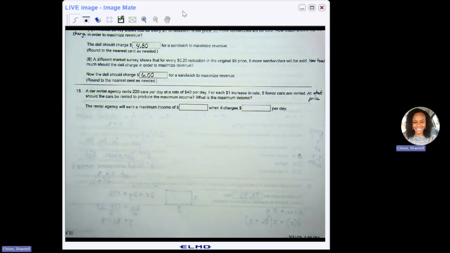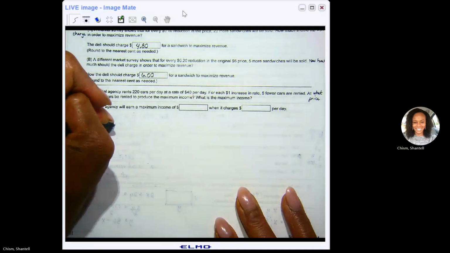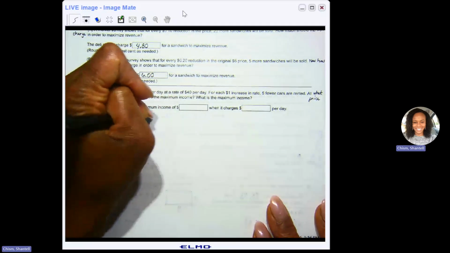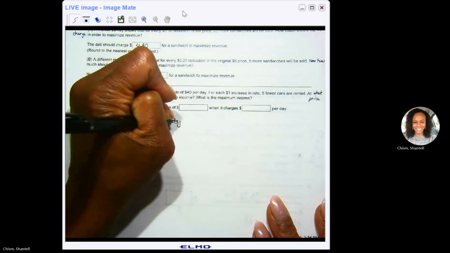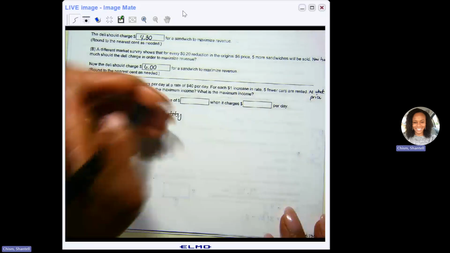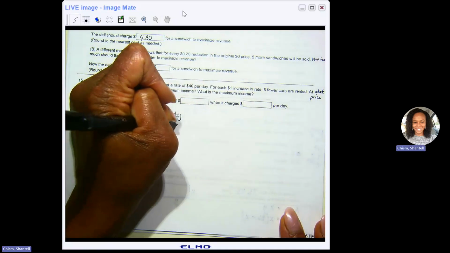All right. So with this one, we're looking for max income, maximizing income. So let's say income, which is the same thing as revenue, essentially, is price times quantity. Okay. So price per day times the number of cars rented each day.